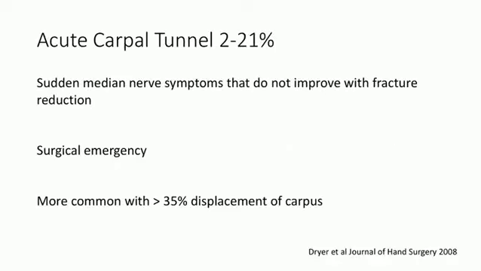I need you guys to be aware of the acute carpal tunnel. Carpal tunnel occurs between 2 and 21% of the time. You'll recognize it as sudden median nerve symptoms that do not go away once you reduce the fracture. It is a surgical emergency, and it's more common with greater than 35% displacement of the carpus. But if you miss this one, the patient's life's changed forever, so don't miss it.